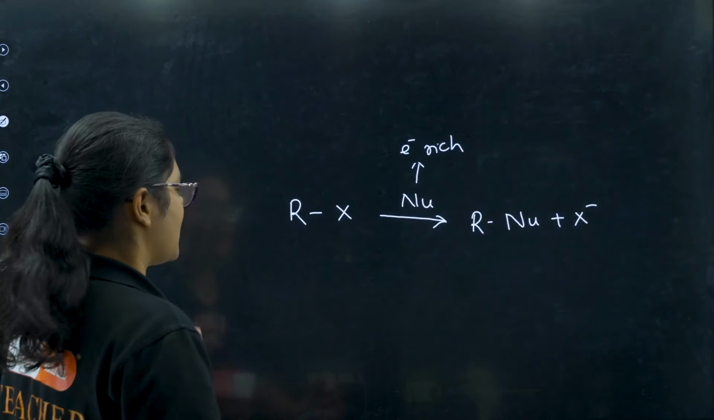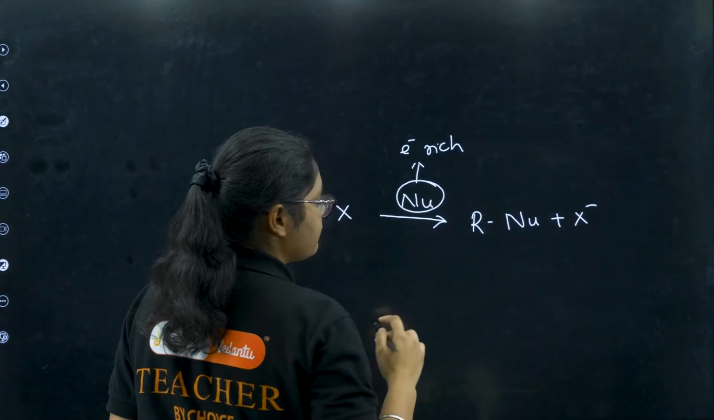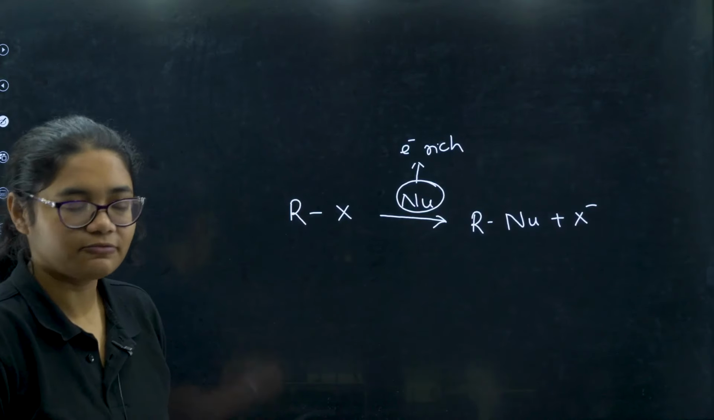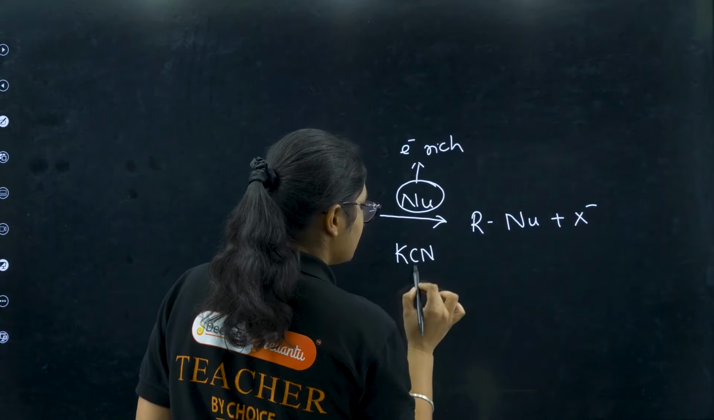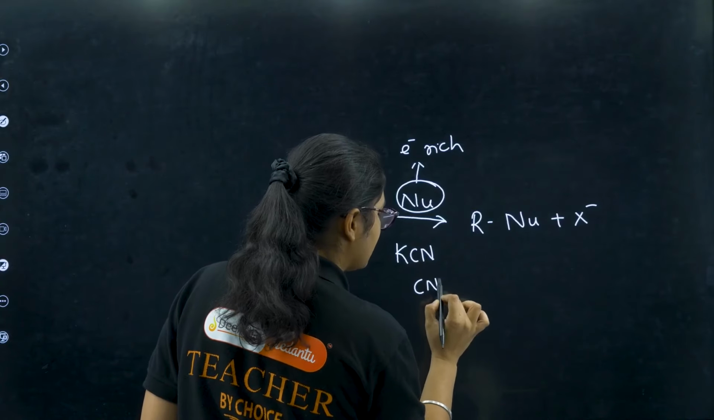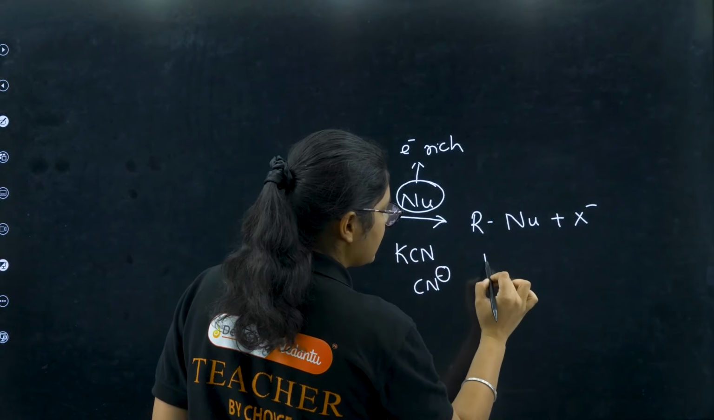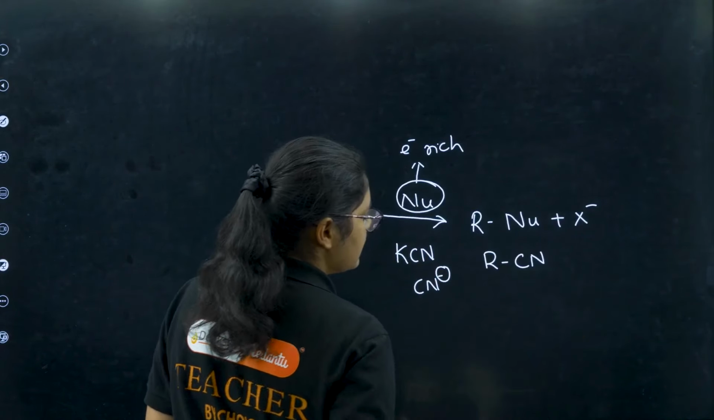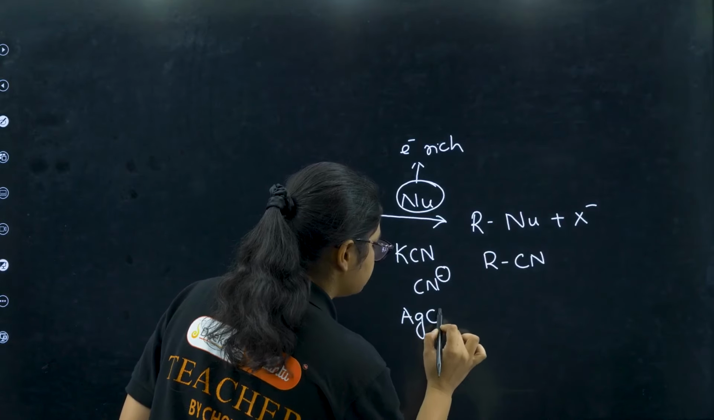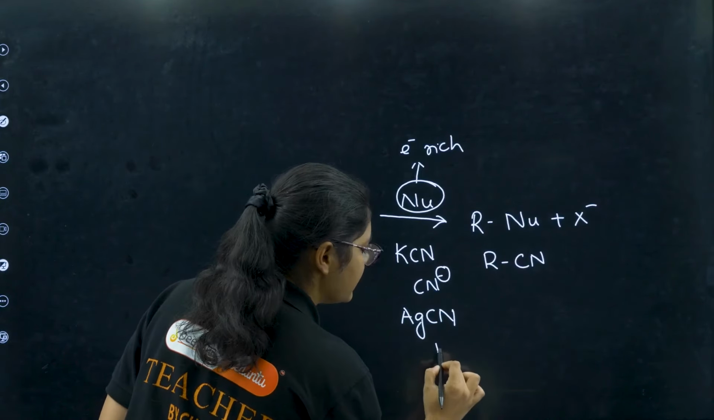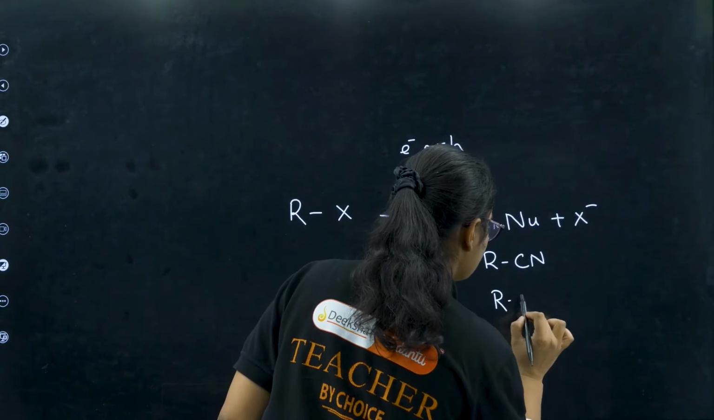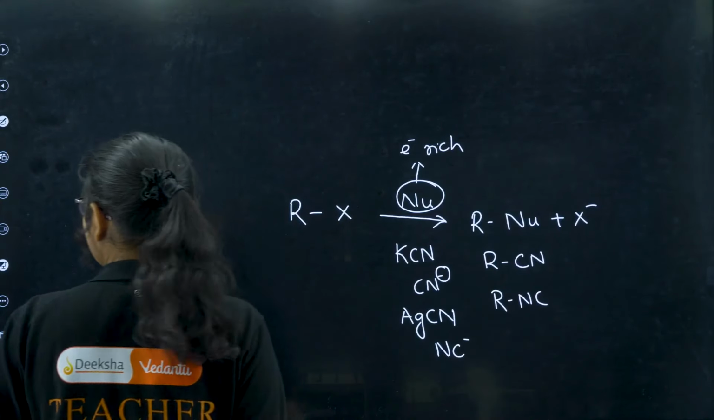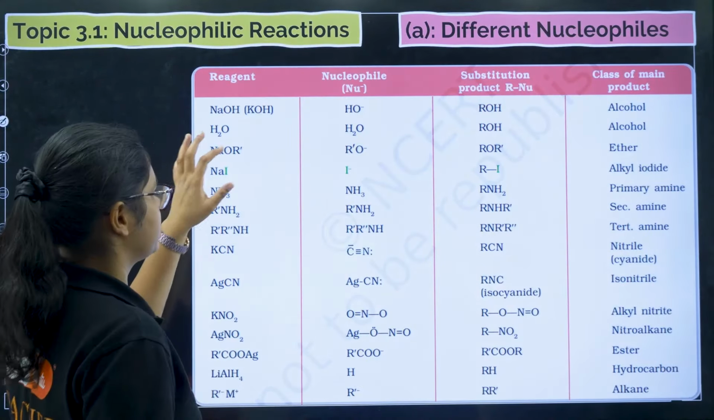Now we will see what the different nucleophiles available are. For example, if I use KCN, what is the nucleophile here? CN-. So if I use KCN, I will get RCN. If I use AgCN, here the nucleophile is NC, that is isocyanide, and I will get RNC. Like this, I have a table of all the nucleophiles. You can see here.